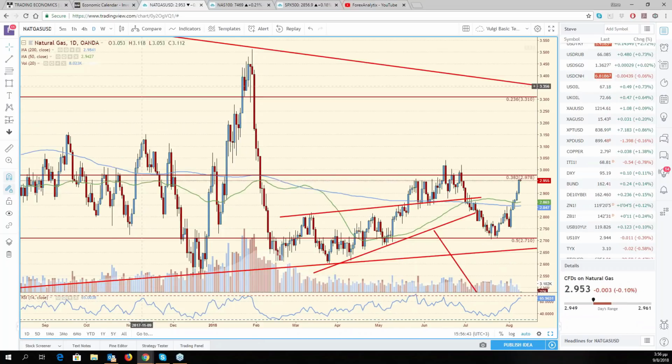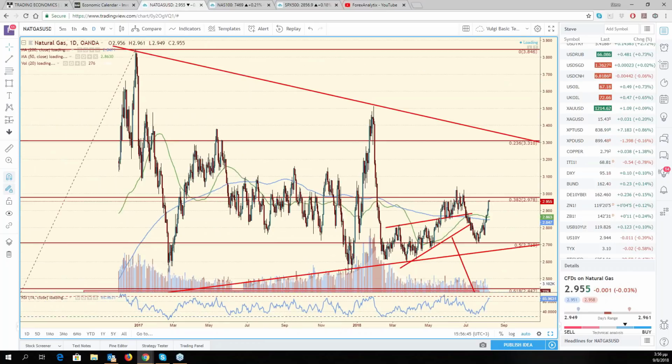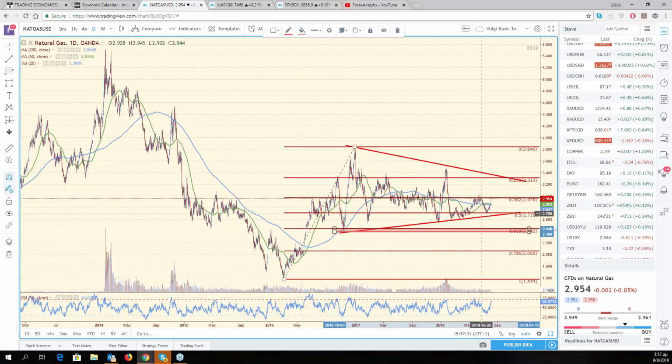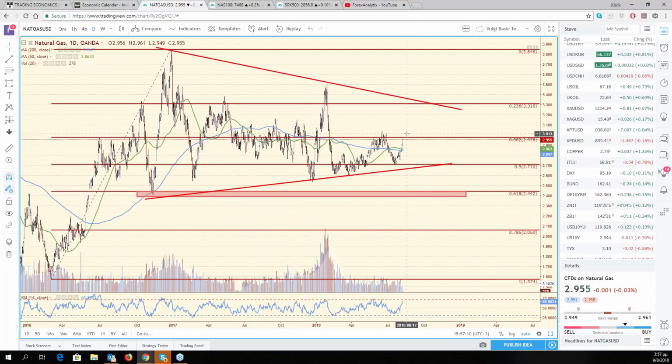Okay. Symmetrical triangle. So, I was saying that perhaps this was a pennant and we could break the downside. We hadn't seen that in a long time. That was not the case. So there's nothing much to add here because, as you see, we've been trapped in a symmetrical triangle since the end of 2016. So we're almost at the middle of it. So I think we need to be patient.